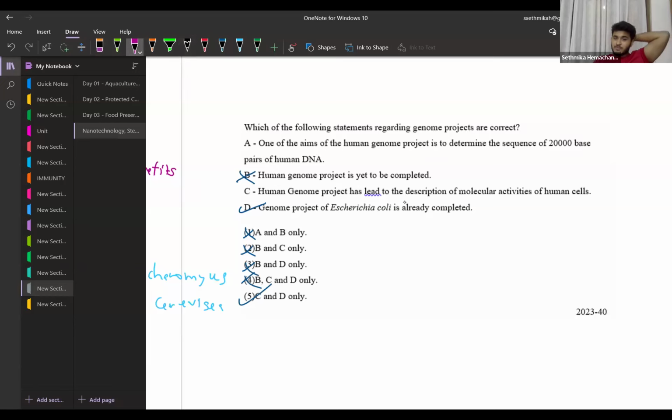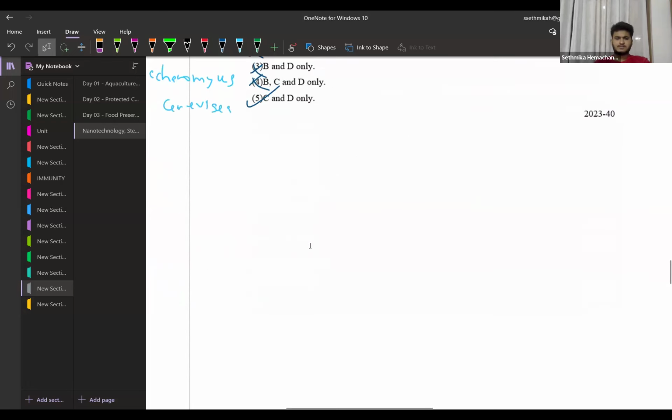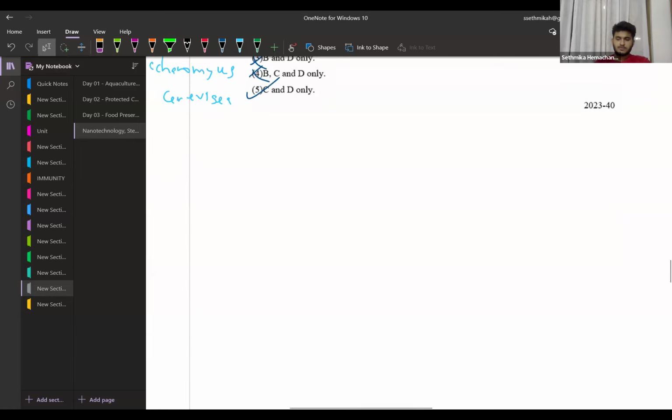One of the aims of the Human Genome Project is to determine the sequence of 20,000 base pairs. No, it's 3 billion base pairs, and 20,000 protein coding genes. The Human Genome Project has led to the description of molecular activities of human cells. Yes, advancement of molecular medicine. The DNA sequence is a molecule present in our cells, so it gives a description of the molecular activities of human cells. So it's C and D, the fifth one. Right, let's see some more questions.